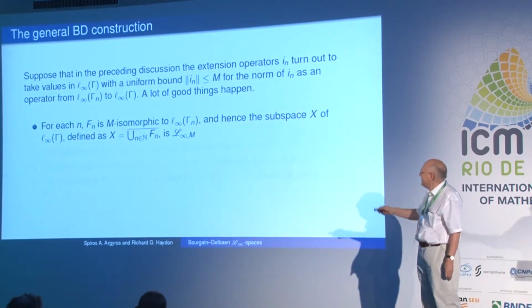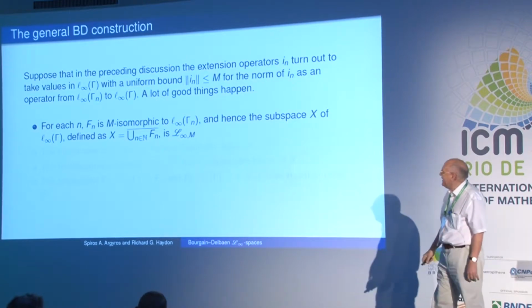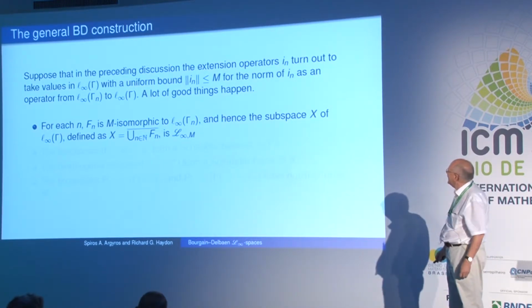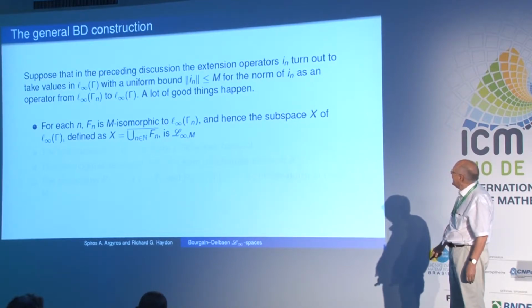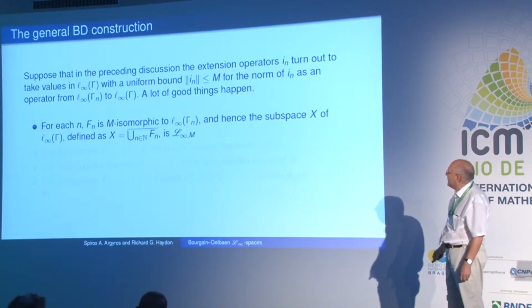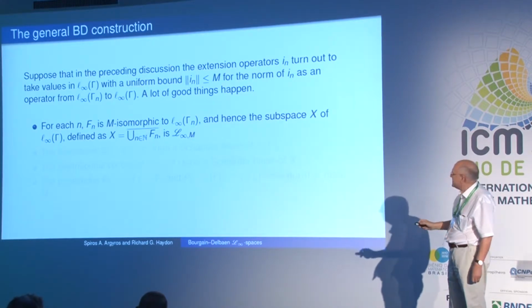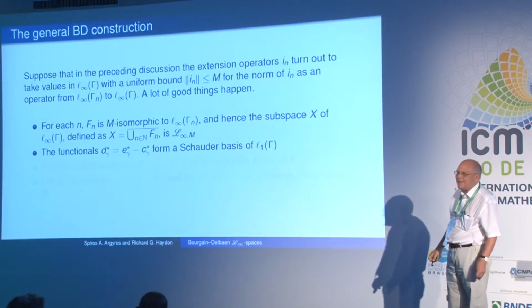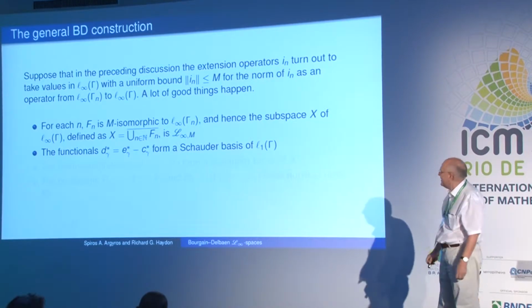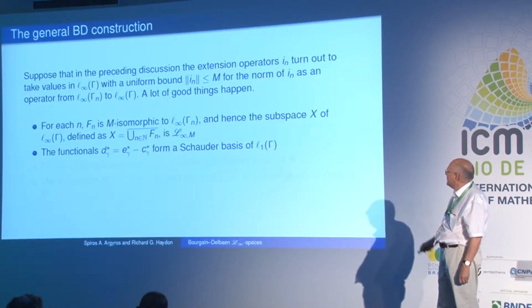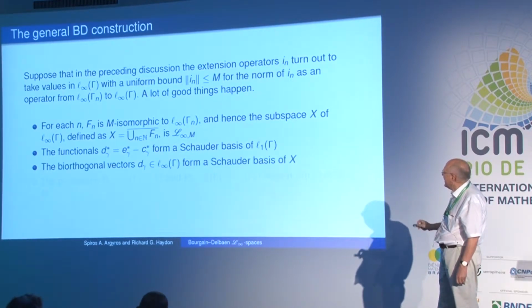And in particular, your fn's turn out to be m-isomorphic to the L infinity n's. And so the subspace X, if you take that to be the closure of the union of the fn's, it's a script L infinity space. And moreover, these D star, I said the only thing to remember from a previous slide was the definition of D star gamma. They form a Schauder basis of little L1.